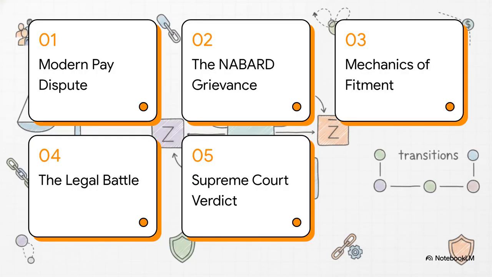So here's our roadmap for today. First, we'll look at the modern pay dispute. Second, the specific Nabard grievance. Third, we'll break down the actual mechanics of fitment. Fourth, the legal battle lines. And finally, the Supreme Court verdict. We're going to use this specific historical grievance to really master a very modern, highly relatable workplace equity issue.